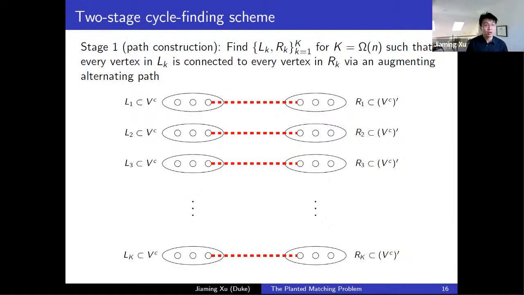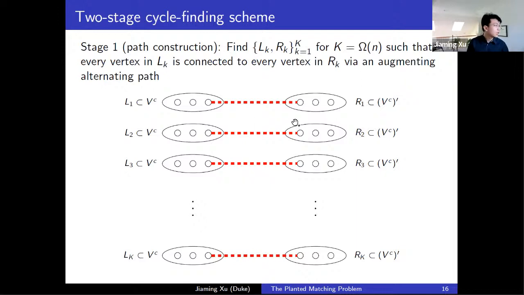To find these alternating short paths, we first try to find a pair of vertex sets called LK and RK. LK is a set of left vertices, and RK is a set of right vertices. We want to make sure every vertex in LK and every vertex in RK are connected by an augmenting alternating path. Here I use this dashed line to denote this augmenting alternating path. And I want to find many such pairs, like LK and RK. In fact, I want to find roughly linear in n many such pairs. So that's the first stage.